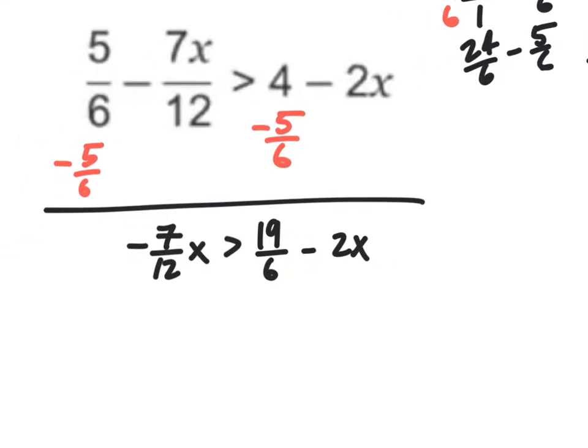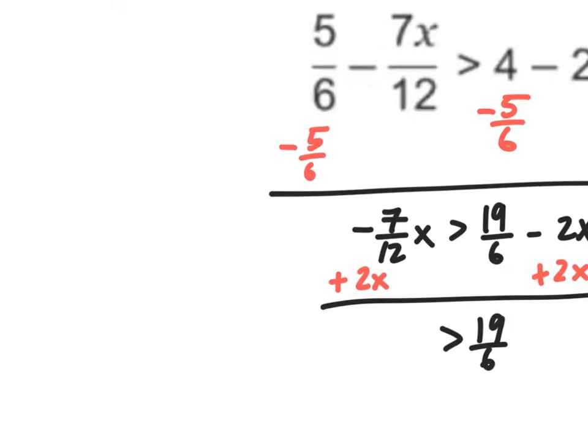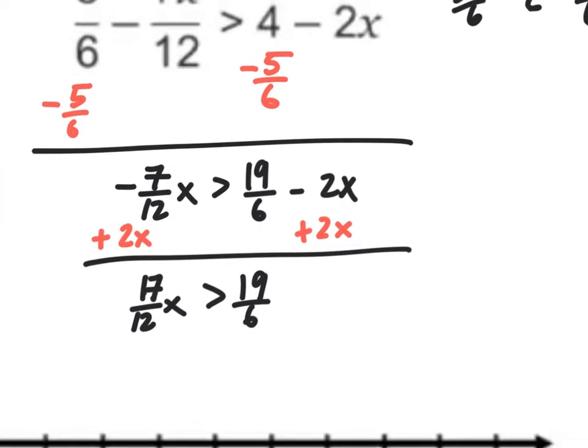Now I'm going to add 2x to both sides, to get all my x's on one side and all my numbers on the other. So as a result, I'm going to put 19/6 here, and let's do negative 7/12 plus 2 over 1. Get a common denominator of 12, so we get negative 7/12 plus 24/12. Negative 7 plus 24 gives me 17/12. So I get positive 17/12 x.